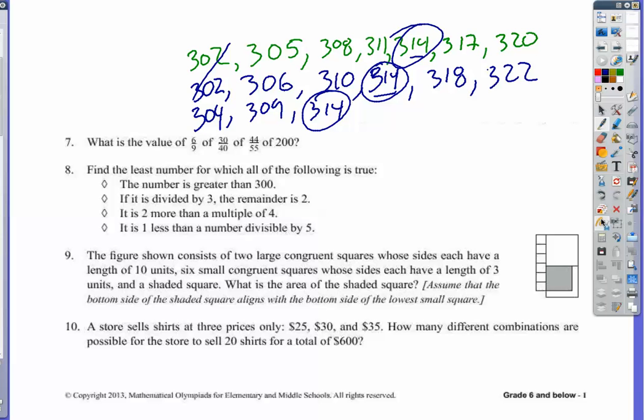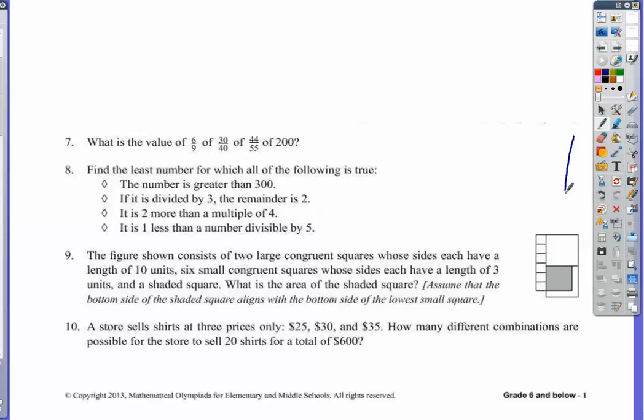All right, the figure shown, this figure, consists of 2 large congruent squares whose sides each have a length of 10 units. So this is 10. And 6 small congruent squares whose side lengths have length of 3. So this whole thing, 1, 2, 3, 4, 5, 6. So that's 6 times 3, which is 18. Oh, well, so this has to be 8.